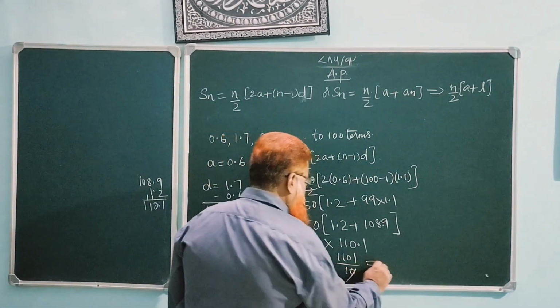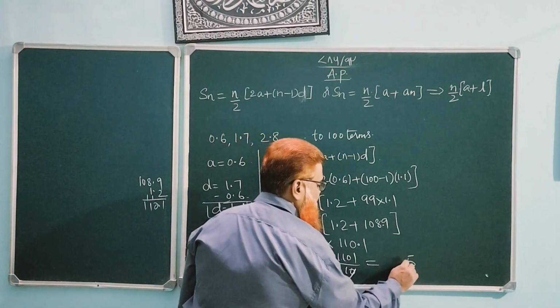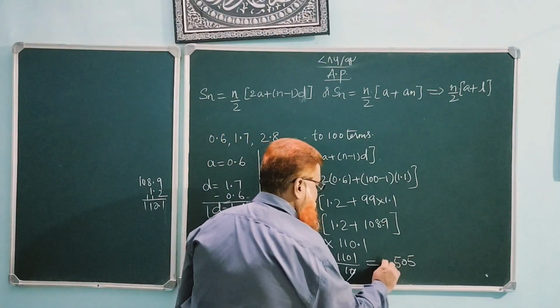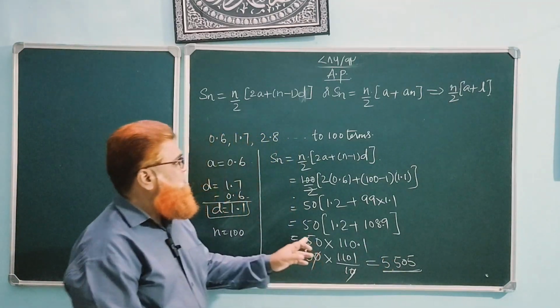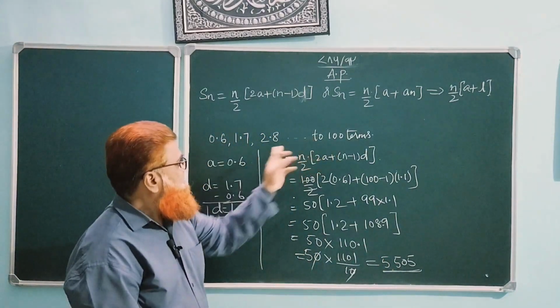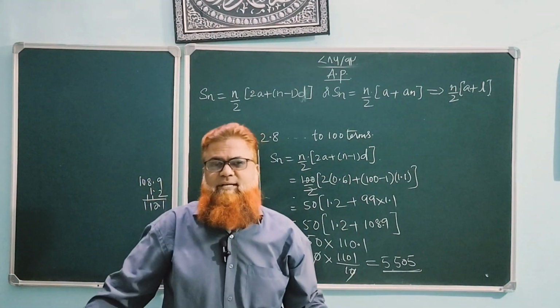Then what will be the remaining things? 5 multiplied by 1101, 5 ones are 5, 5 zeros are 0, 5 ones are 5, and 5 ones are 5. This is our sum, the sum to 100 terms of this decimal arithmetic progression. I hope you understand this one.